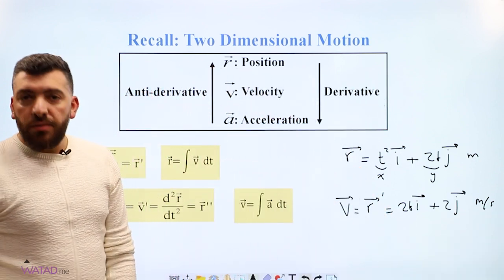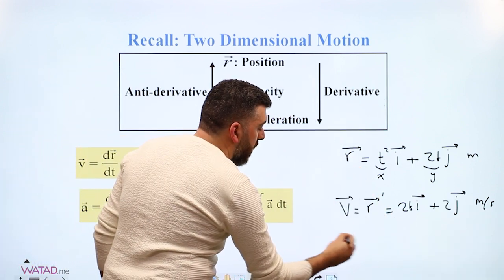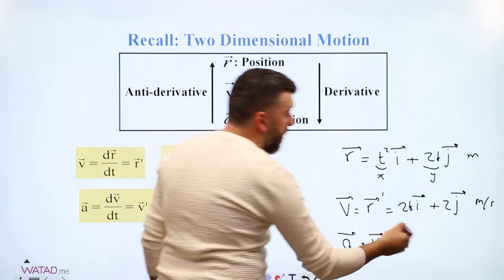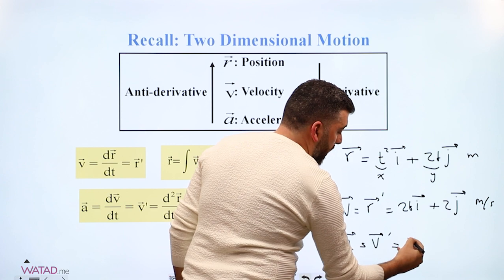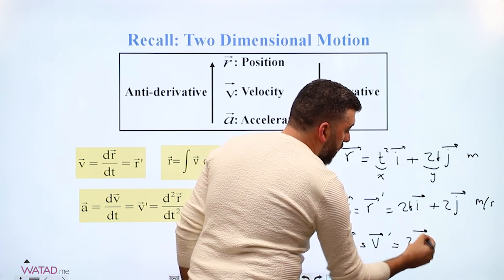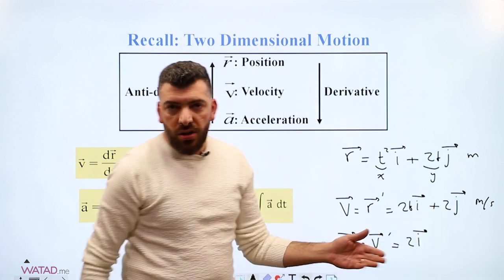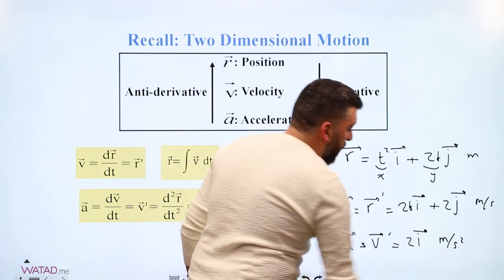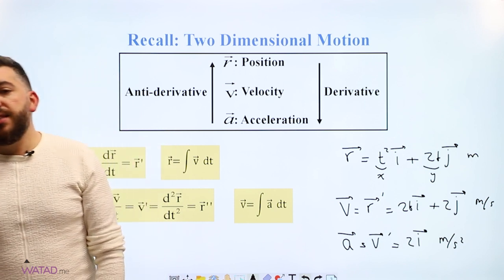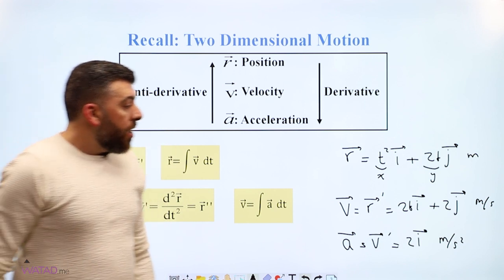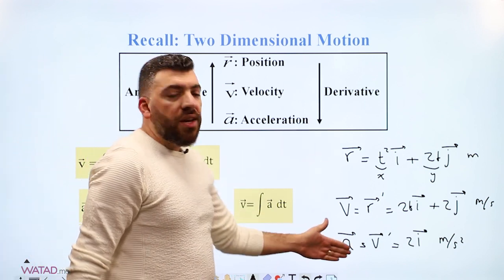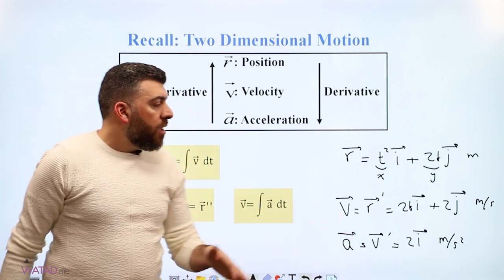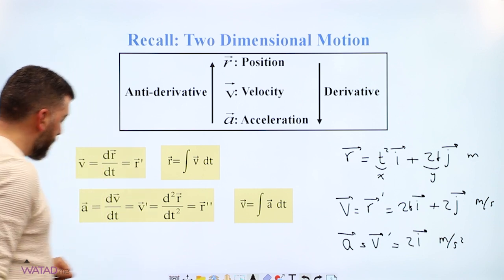Okay, to get the acceleration, a is equal to v prime. So we derive again. The derivative of 2t is 2i, and the derivative of 2, since it's constant, is 0. So a is 2i meter per second square. You know that the unit for the acceleration is meter per second square. So these are very important, so we might use them in this chapter. So please be ready for this.